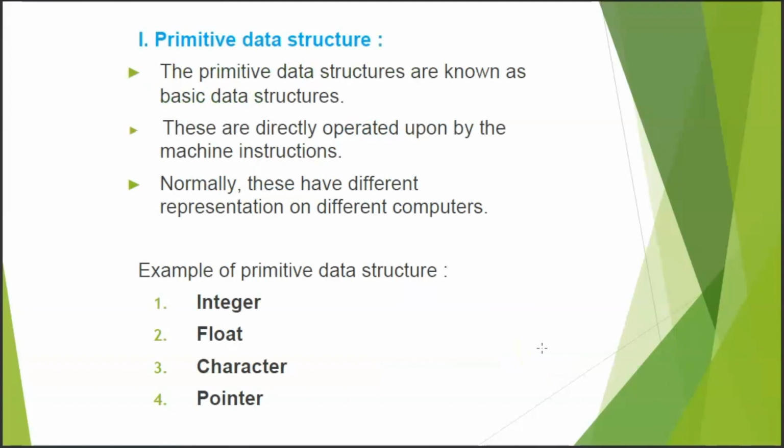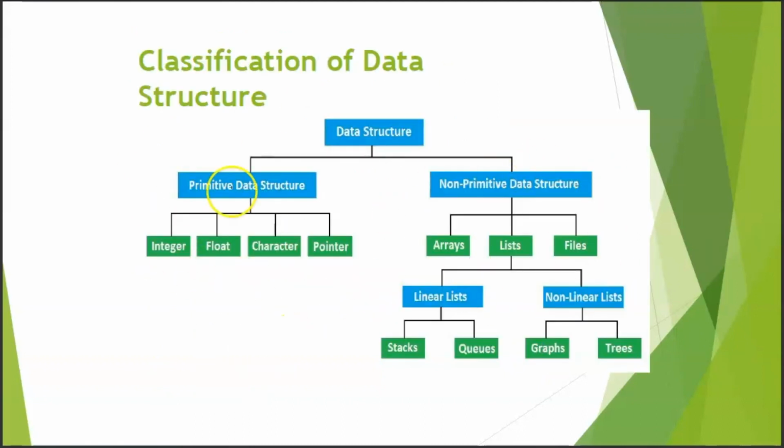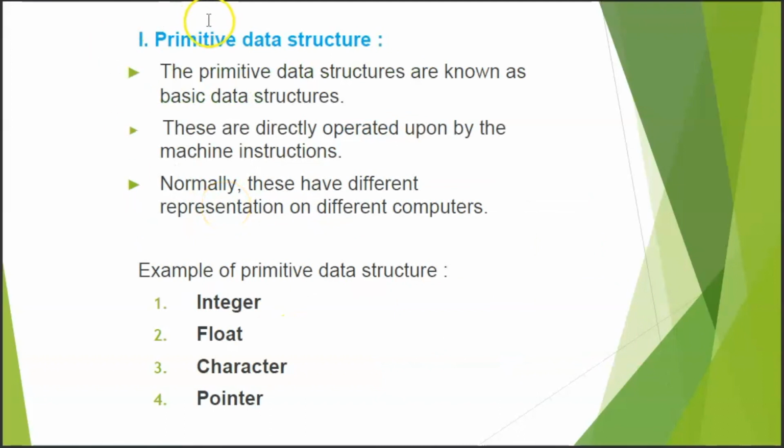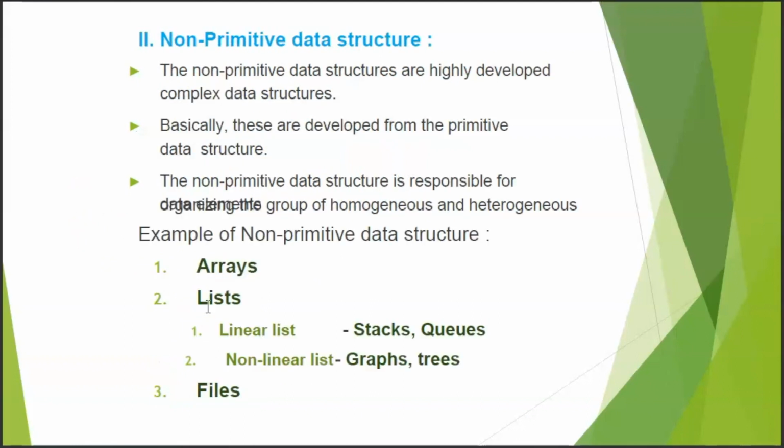Now we are discussing primitive data structures. Primitive data structures are known as basic data structures. Normally, these have different representations on different computers. Examples are integers, floats, characters, and pointers.